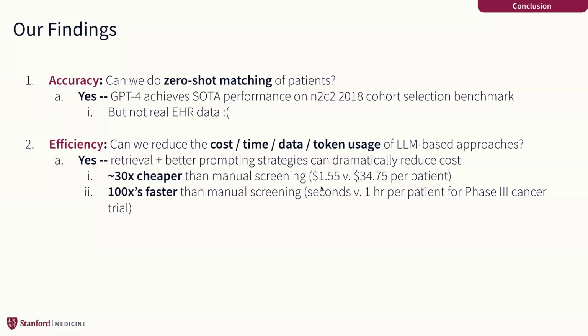The statistic that I put here is that I looked up the cost to screen a single patient for, I think it was a phase 3 cancer trial. It's roughly $35. And if you run these numbers, with one of the prompting strategies we used, it was like $1.50. So much cheaper than manual screening, even in February. I'm sure it's an order of magnitude cheaper now.